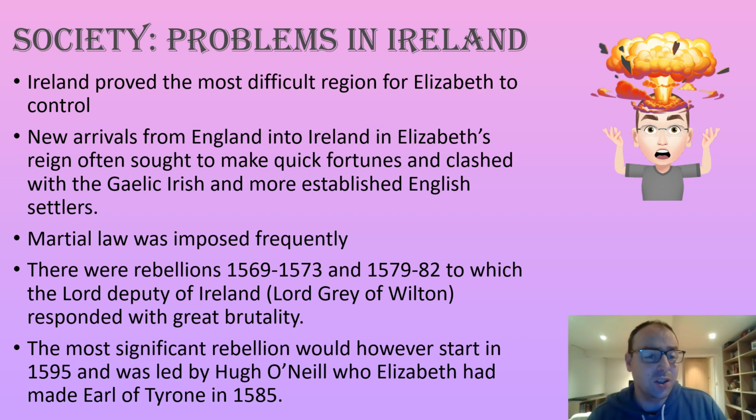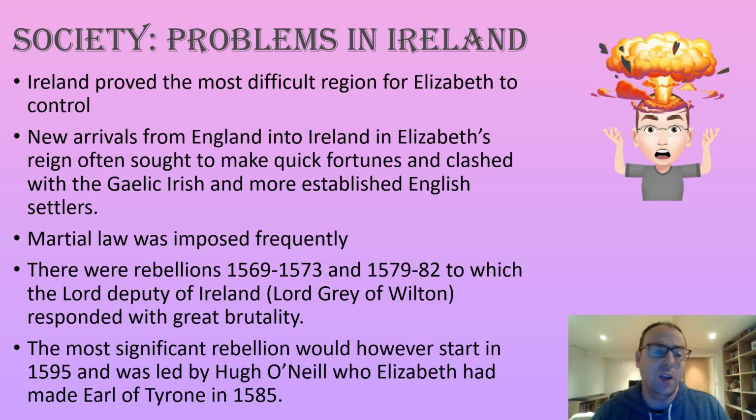Because of the clashes and the issues that this caused, martial law was imposed frequently, increasing the level of resentment from the Irish population. There were rebellions, 1569 to 73, coinciding with the Northern Rebellion and the early plots like the Ridolfi plot and also Elizabeth's excommunication. And then we see another rebellion, 1579 to 82, again at a point where tensions are high with the Spanish and issues in the Netherlands.